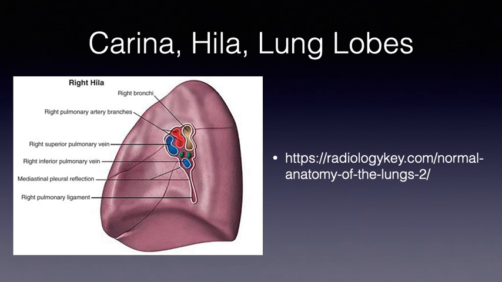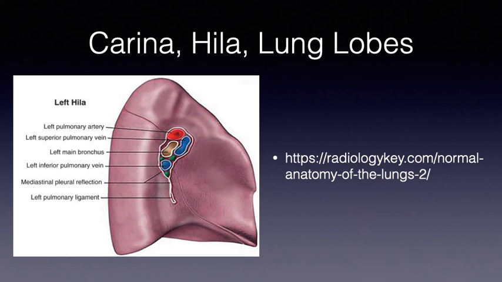Now, switching our focus, the pulmonary arteries come from the right ventricle and enter the lungs at the hila, seeking gas exchange to oxygenate the blood. At the right hilum, the right pulmonary artery is anterior to the right bronchus. On the other hand, at the left hilum, the left pulmonary artery is superior to the left bronchus.